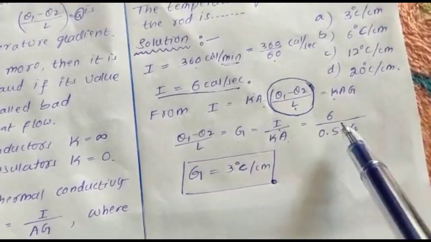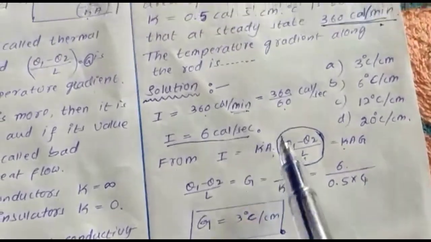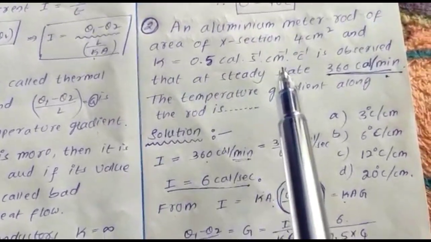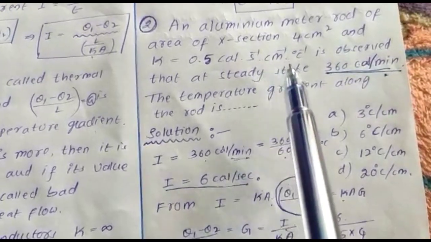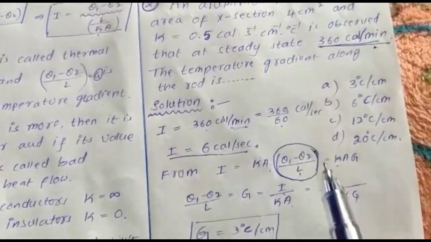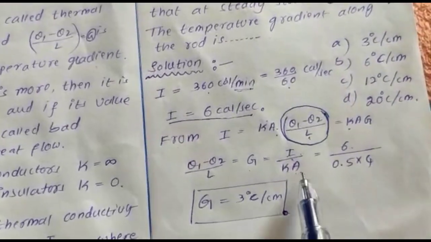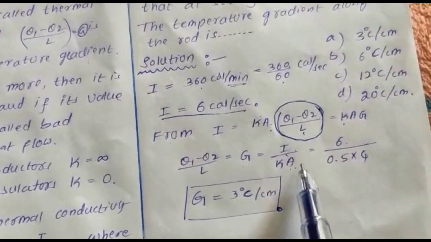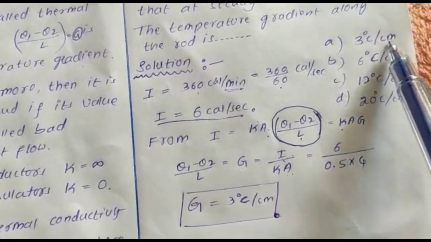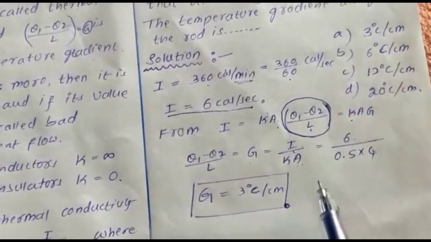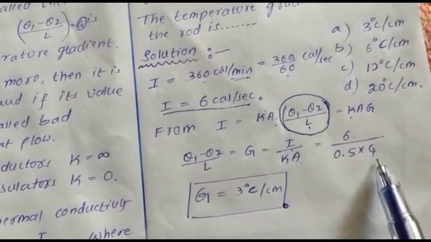Just substitute the values. The I value we got is 6, and the K value they have given is K equals 0.5 calorie per second per centimeter per degree Celsius, and the A value they have given is 4 centimeter square. Here I am not converting the units into meter square. Why? Because the options give the answer only in degree Celsius and centimeter, so I kept the unit of the area as it is.